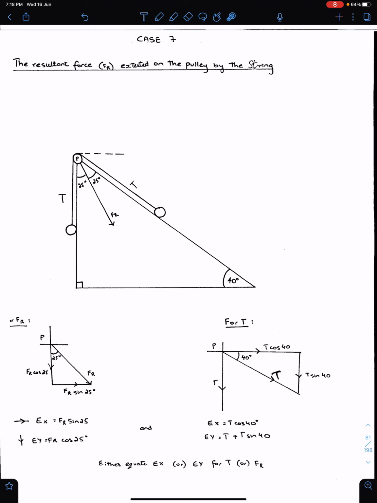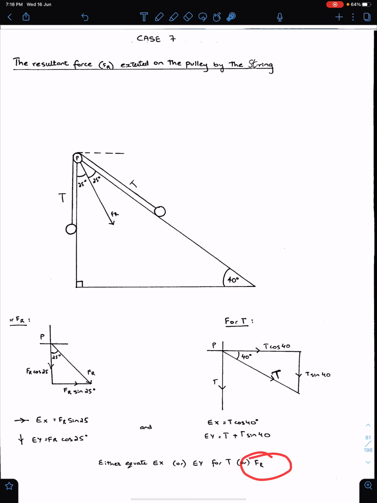Now you just need to either equate vertical components of both or horizontal components of both. You can either equate this to this or this with the sum of these two. So you have options. Either equate sigma x of both or sigma y of both to get the value of Fr or T.